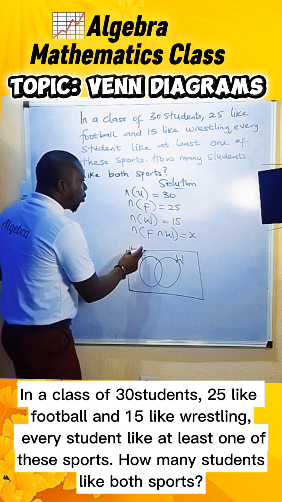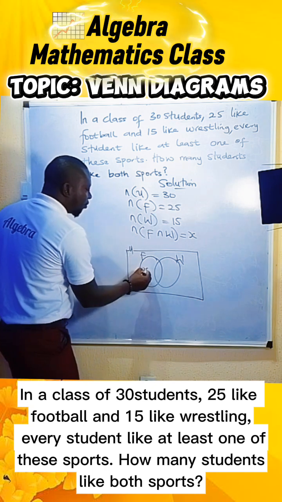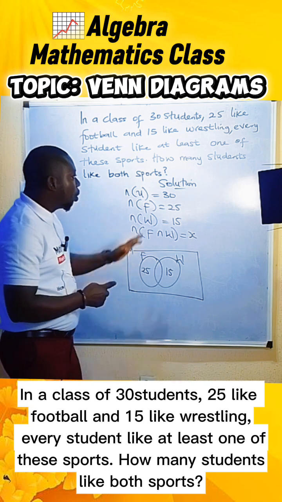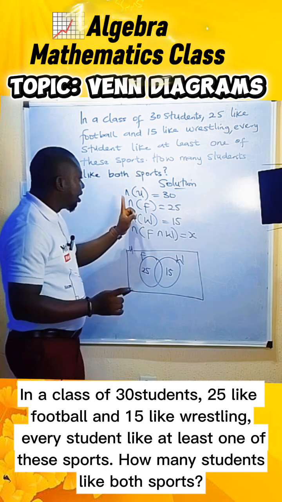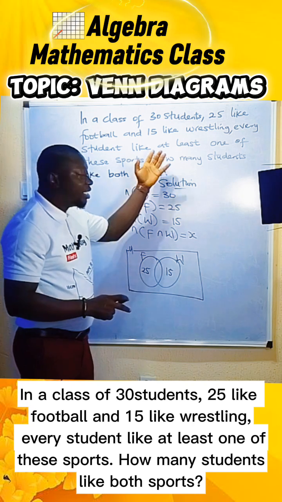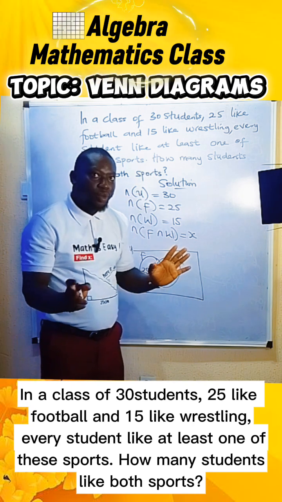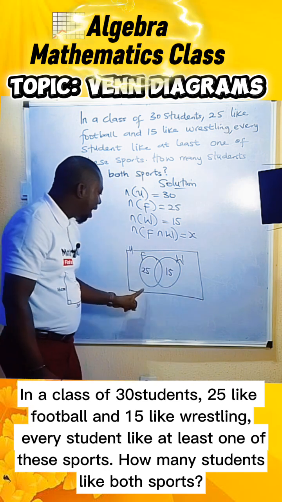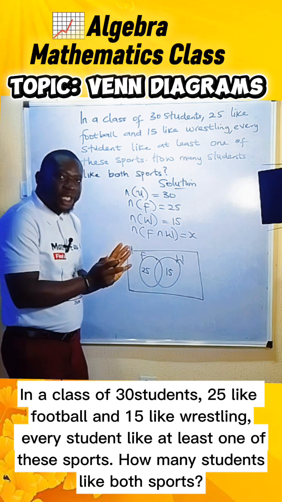All right, so for football, I have 25. For wrestling, I have 15. Now, those in class that don't like football and don't like wrestling, in this question, we are not having such students. Imagine we are having such students, you write them outside these two circles.